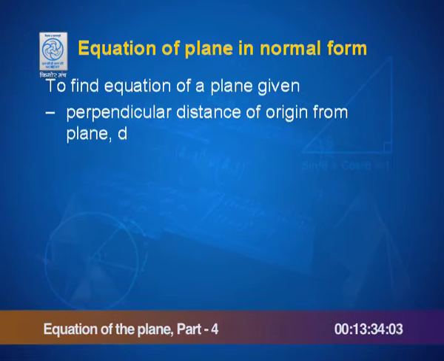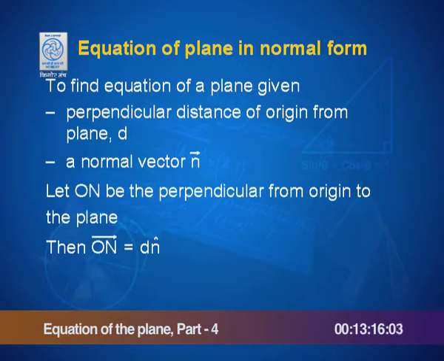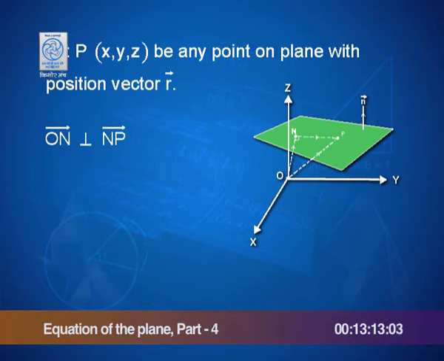When we are given the perpendicular distance of origin from plane, say the distance d, and we are given a normal vector. So, we know the vector which is perpendicular to the plane. So, if I take ON to be the perpendicular from origin to the plane, then the distance ON is small d and the vector ON is in the same direction as the vector n that is given to us. Therefore, vector ON will be d times the unit vector along the direction of the vector n.